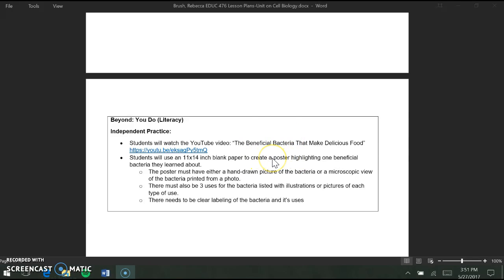Watching this video talks about the different bacteria and everything, but then afterwards they can use a blank piece of paper and create a small poster that talks about the bacteria that they've learned. They can choose one of many because they have that table, and they've got lots of information to put on this poster.